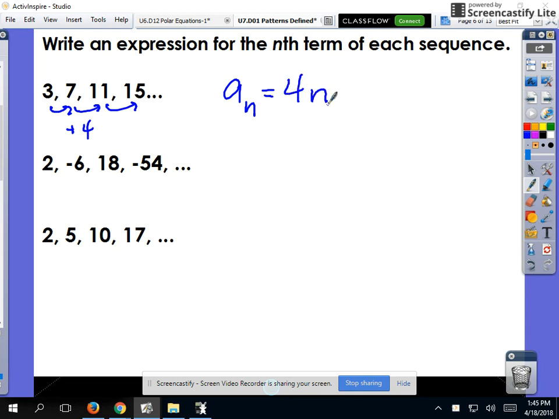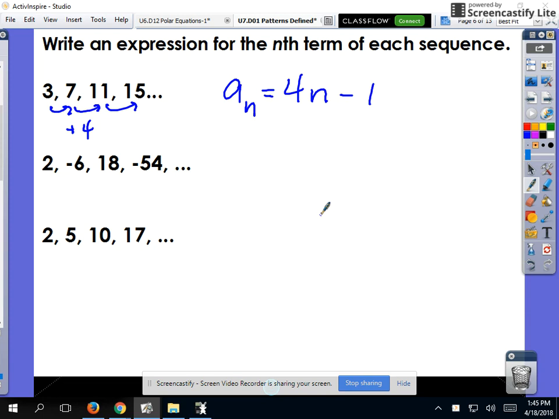If I plug in 1, I get 4. Well, my first term is 1 less than that. Let's see what would happen if I did that. See if that works. If we plug in 2, we should get 7. So 4 times 2 minus 1 is 7. Yes, so it's always 1 less than what it would be if we did 4, 4, 4, 4 every time.